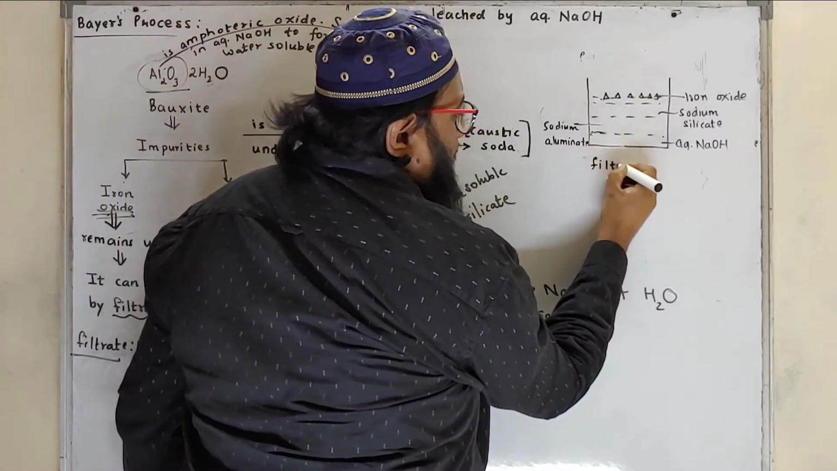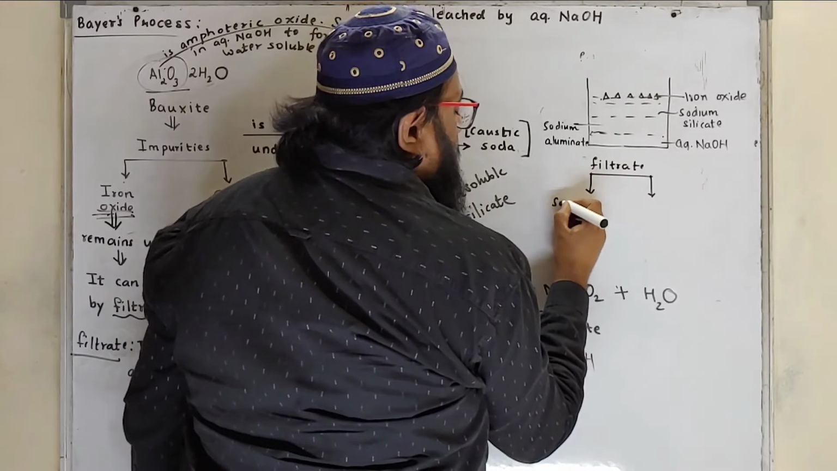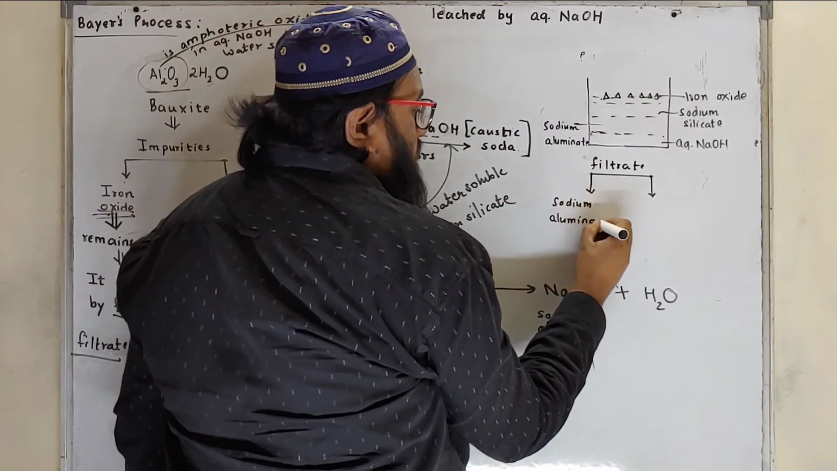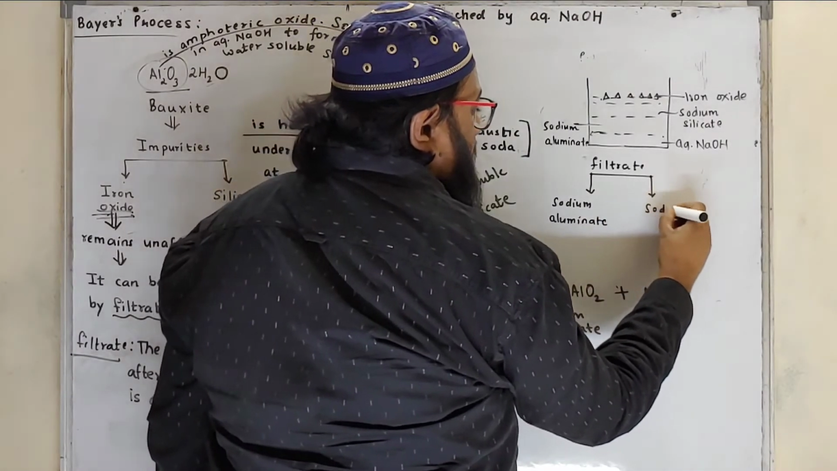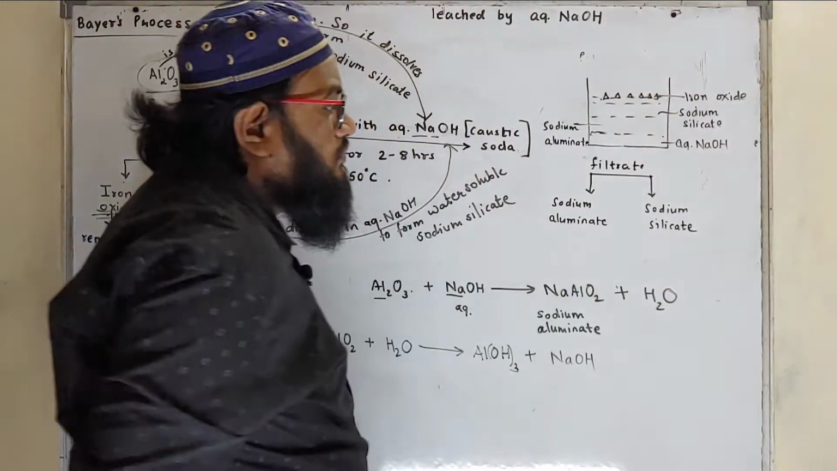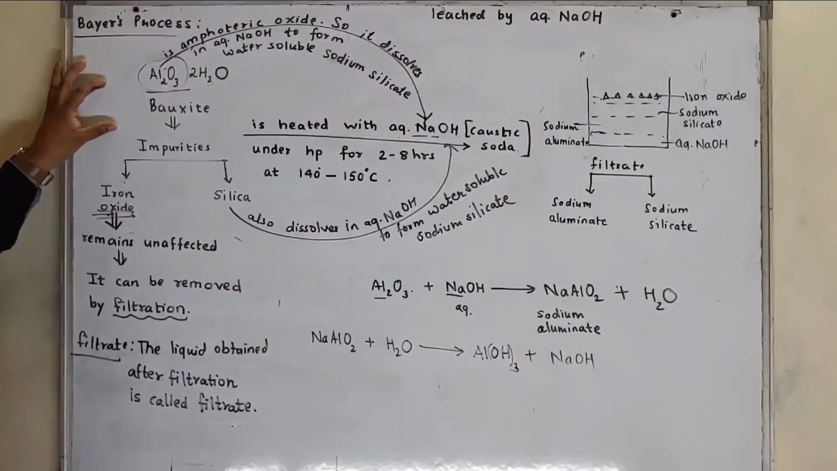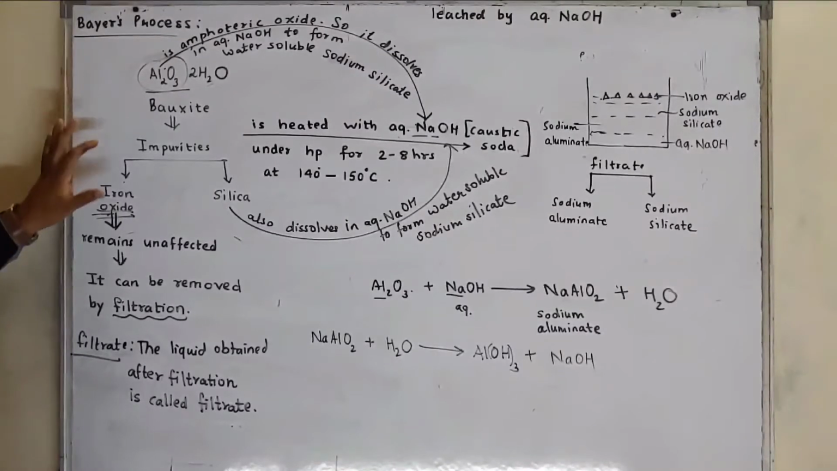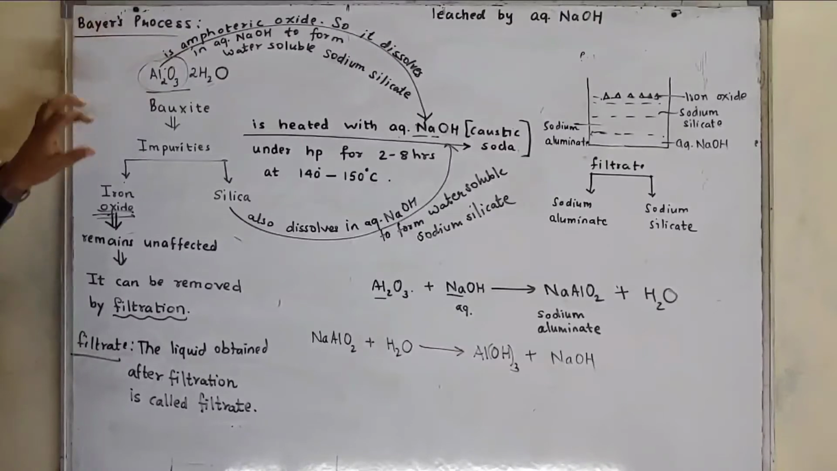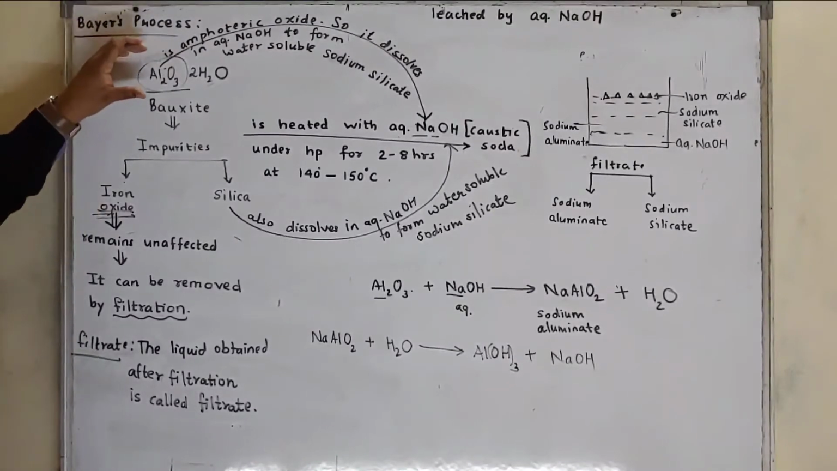So the filtrate will contain sodium aluminate and sodium silicate. See, what is the process? The process is concentration of ore. We need to remove the impurities. We need to finally get Al2O3. Till now we have removed the impurity iron oxide. We need to get finally Al2O3.